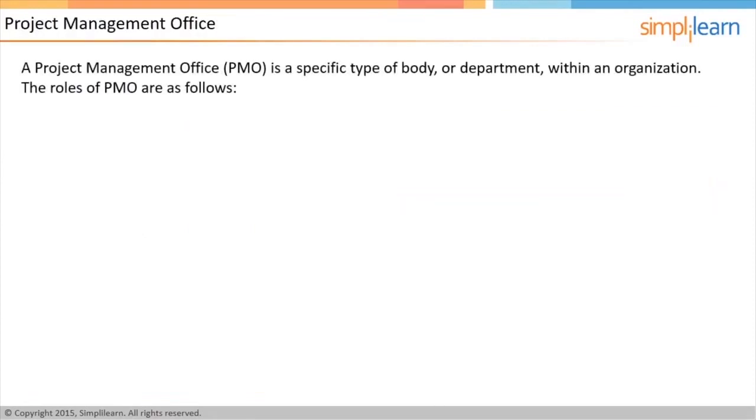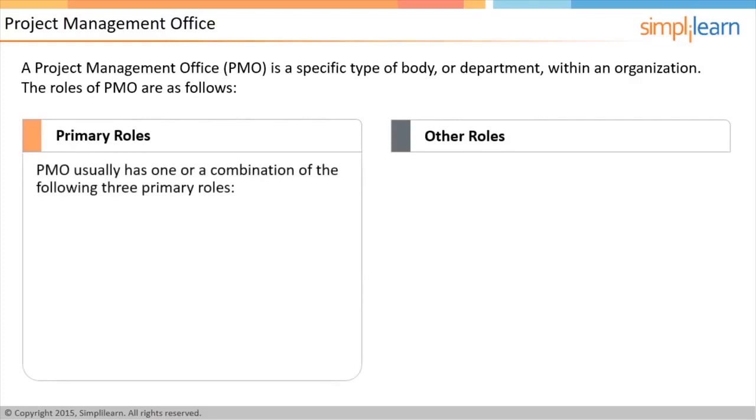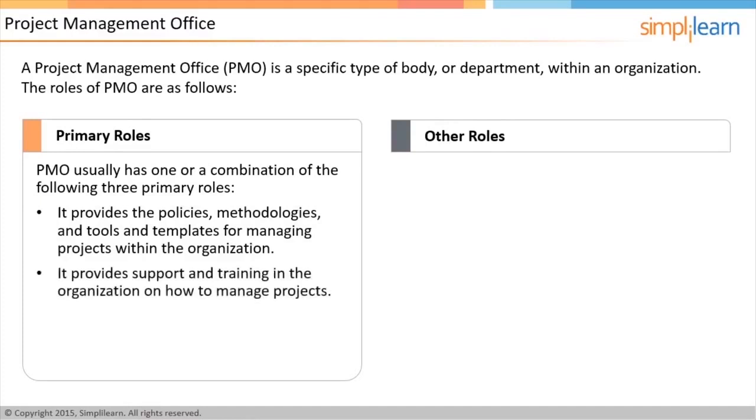Project Management Office, or PMO, is a specific type of body or department within an organization. PMO performs several roles in the organization, and these can broadly be classified as primary roles and other roles. Typically, the PMO may take up any one or a combination of the three primary roles. It provides the policies, methodologies, and tools and templates for managing projects within the organization. It provides support and training in organization on how to manage projects. And finally, it provides project managers for different ongoing projects in the organization.